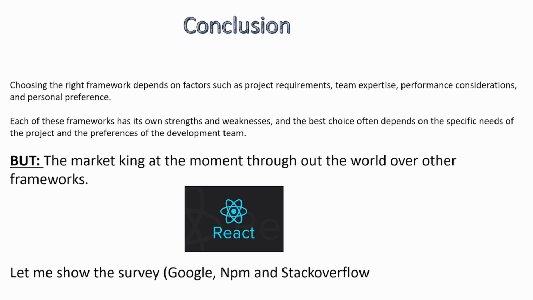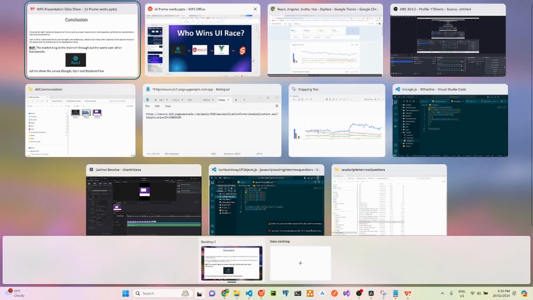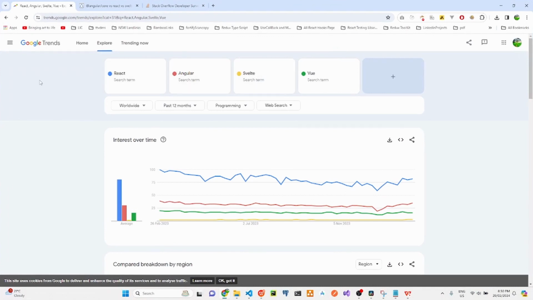Let me show you the survey, guys. Google Trends, npm trends, and Stack Overflow trends in 2023, and we'll have a look at that. I will show you one by one. Let me open it. So here, this is Google Trends, guys. In this Google Trends, see React, Angular, Svelte, and Vue, for the last 12 months, and worldwide React is the top.